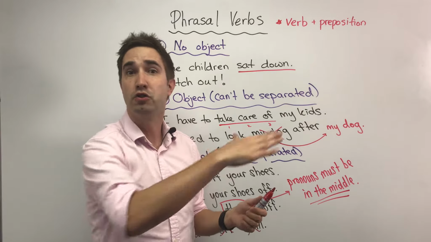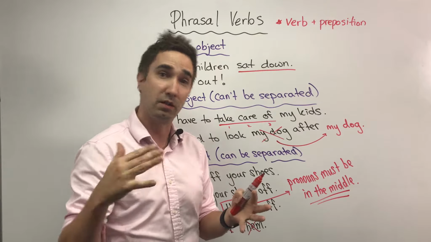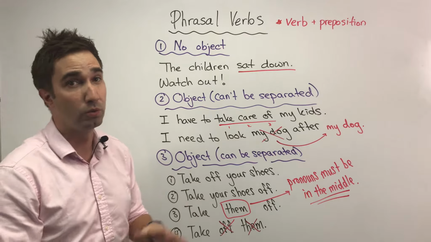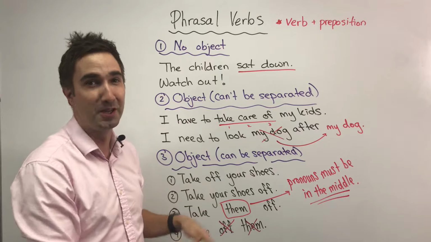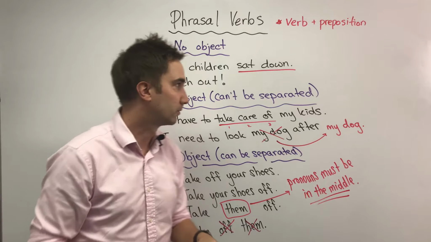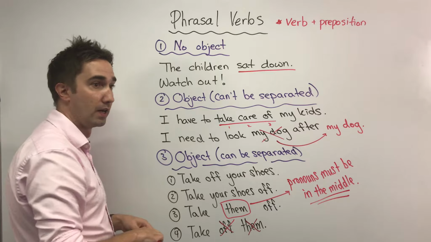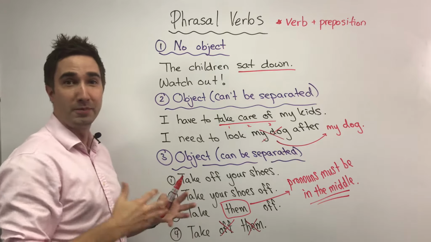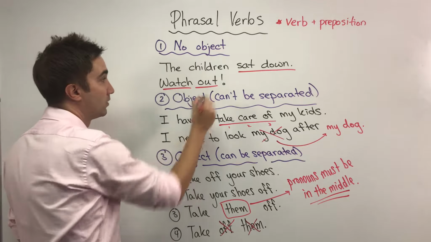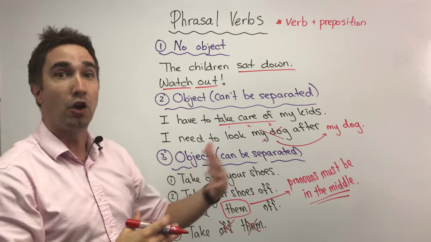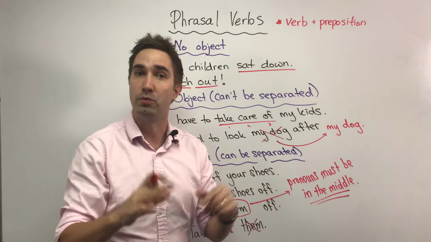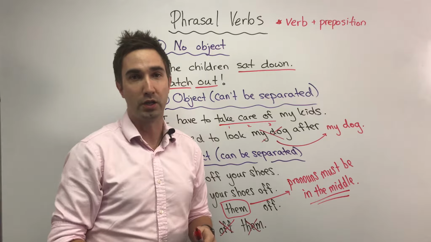The plane took off, right? We don't say the plane took off the ground. We don't need to say that. Take off also sometimes, and you'll see later, doesn't need an object. Or for example, if I use any type of imperative like watch out, I'm telling you to watch out, I don't need to add any object to that phrasal verb. Look out, something like that, I don't need to put any object on there.